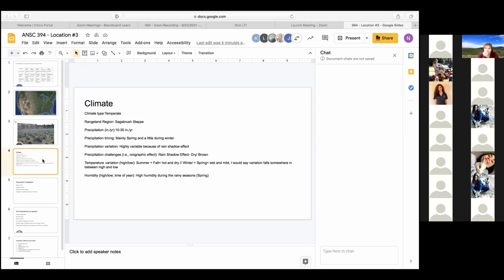And the temperature is similar to the coast, but just to the Pacific. It is hot during the summer, and in the winter and the spring, that's when we see the most precipitation since there's snow and stuff. And then the humidity, it's mainly present during those spring months when there's precipitation present. And that's all.